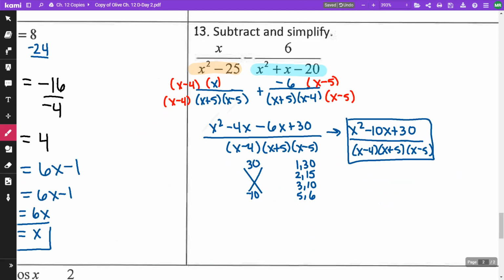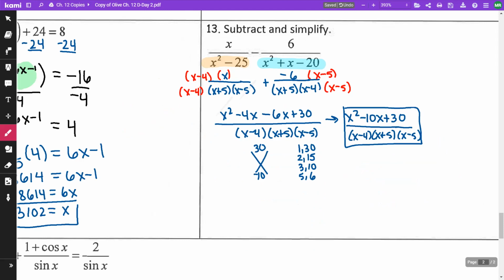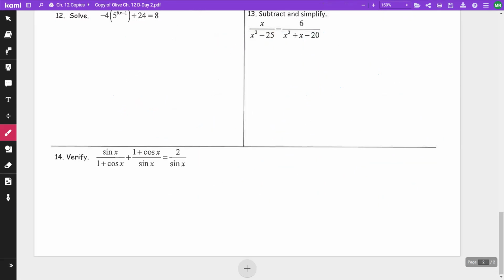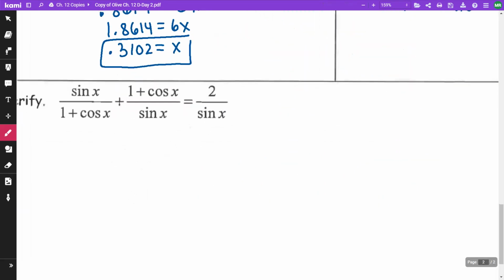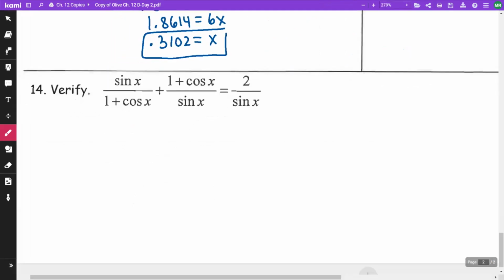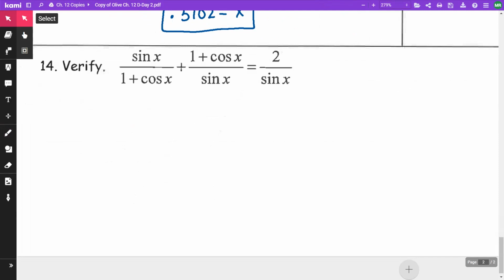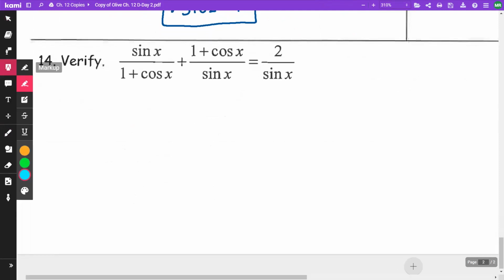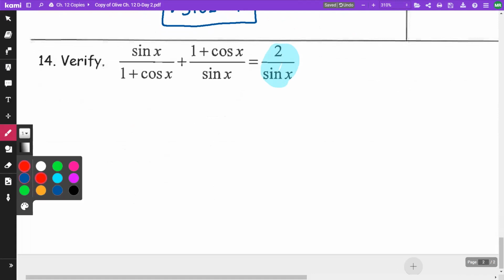On 14, this is another verify. Okay. And so when I'm trying to verify this, what I want to do is, again, keep this side as is and try to get that. So I am going to get a common denominator.